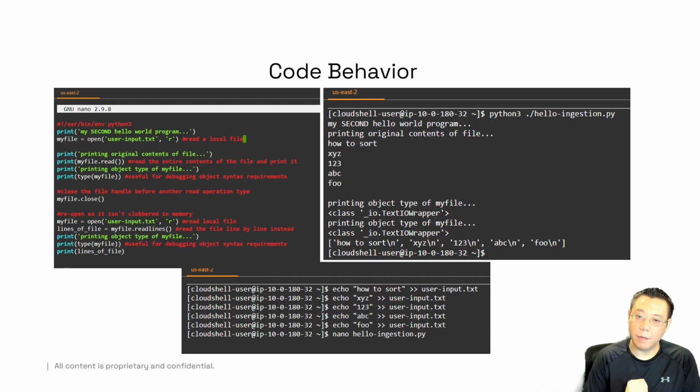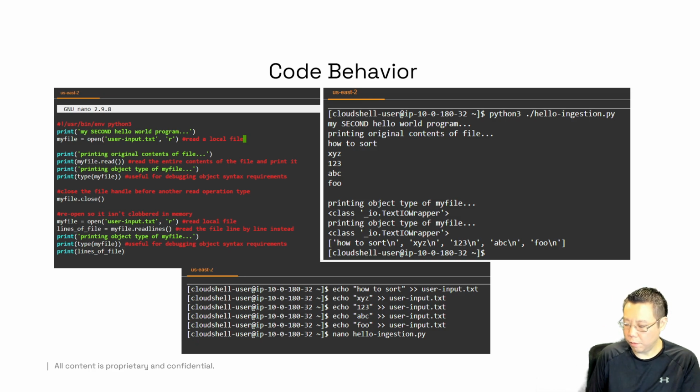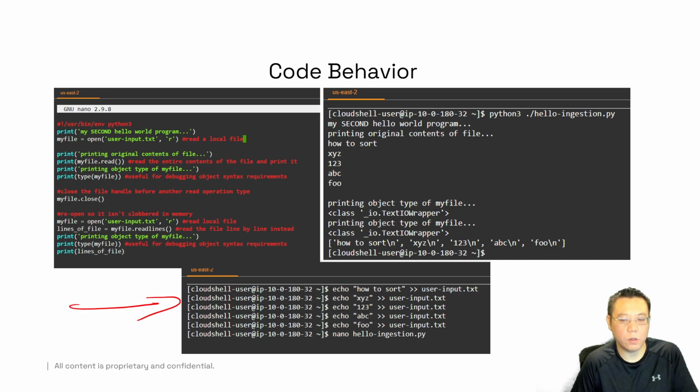We have our program to the left that we just created, and now we have our ingestion to the right. Now, what's our ingestion? Well, there's our ingestion right here. We can use the echo statements to append different items. Here we have XYZ, 1, 2, 3, ABC, and foo.